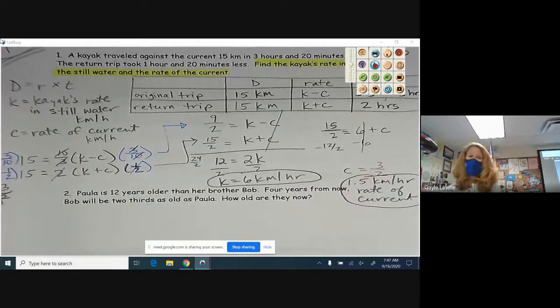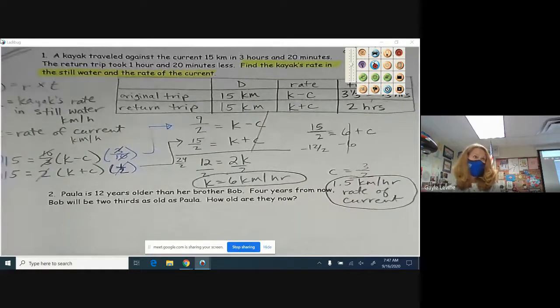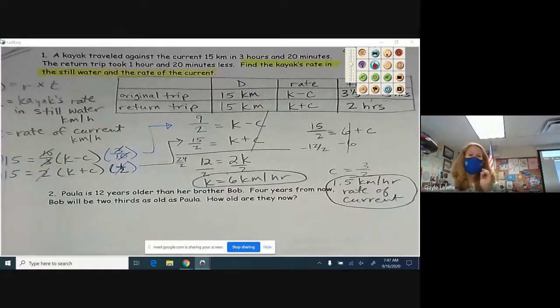Okay, anyone have a question on number 1? These are pretty much as hard as it gets. So these are the really hard ones that we do. The next 2 examples that we'll do together are not quite as hard. Any questions?